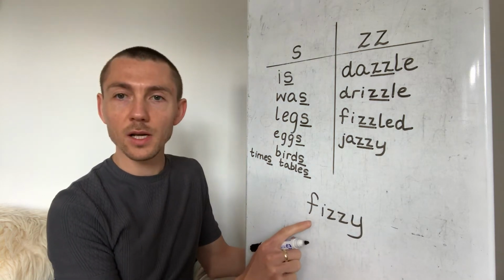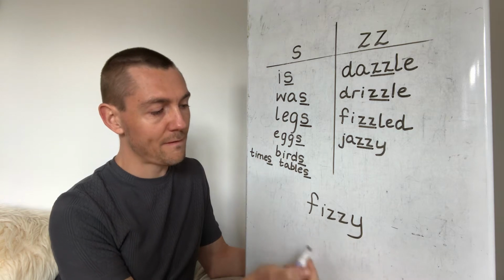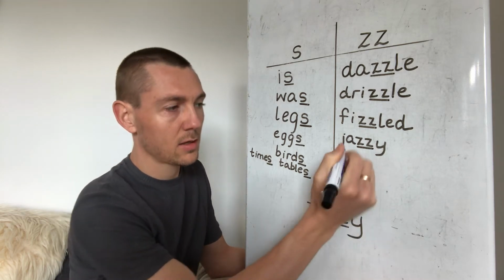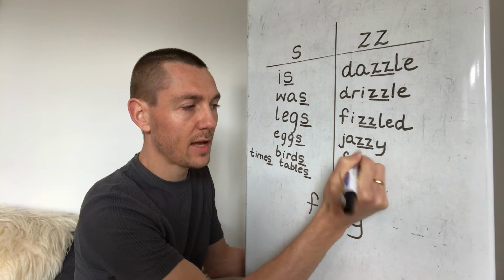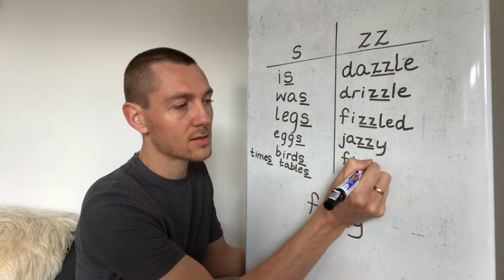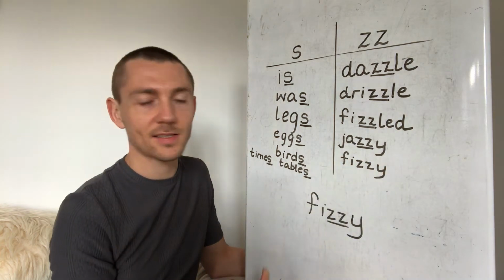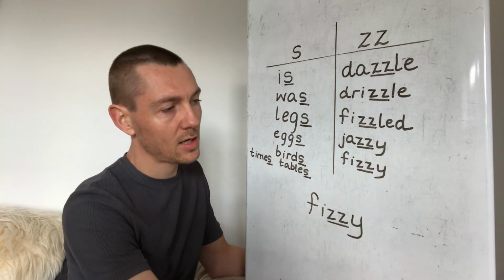Let's have this one. One, two, three. Fizzy, and again, in the middle of the word. F, I, Z, E, Z. Fizzy. Fizzy.